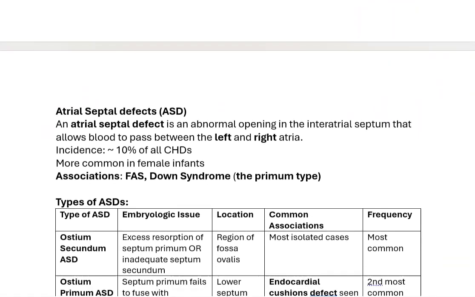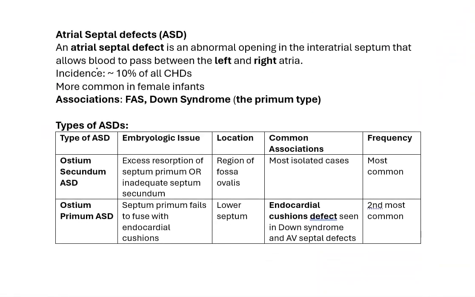Moving on to the next pathology, which is atrial septal defect. This is not because of failure of closure, because there's a difference between failure of fusion of the septum primum with the septum secundum and atrial septal defect. Both of them are two different pathologies. Atrial septal defect is an abnormal opening in the interatrial septum that allows blood to pass between the left and the right atrium. This is responsible for about 10% of all congenital heart disease and is more common in female infants.